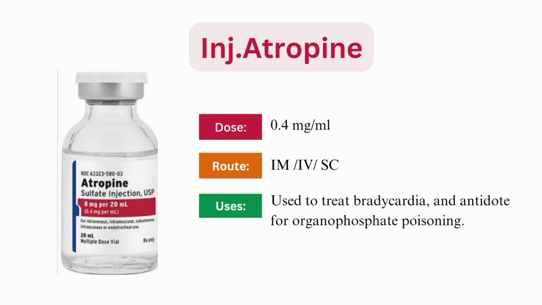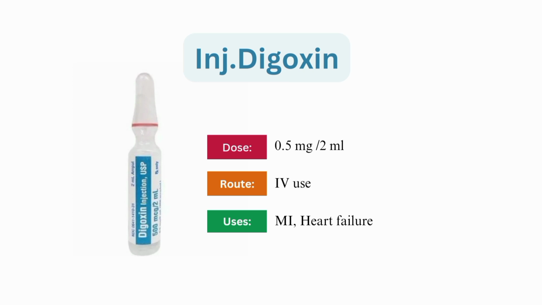So next comes the digoxin injection. Digoxin is a cardiac glycoside which is used primarily in the treatment of various heart conditions, particularly atrial fibrillation, atrial flutter and heart failure. It works by inhibiting the sodium potassium ATPase pump, which leads to increased intracellular calcium concentration and enhanced cardiac contractility.